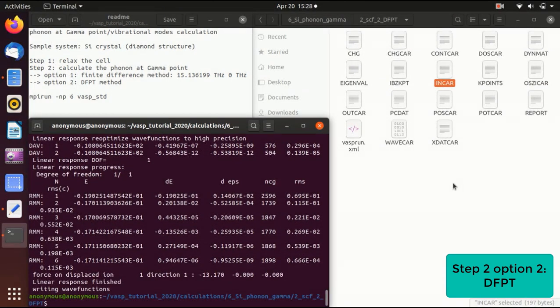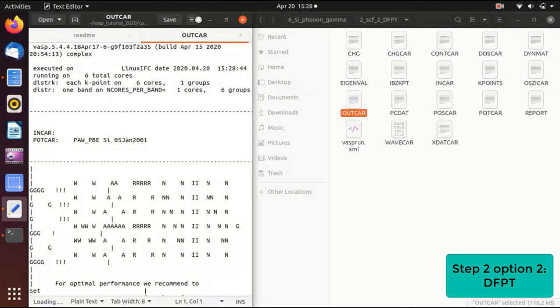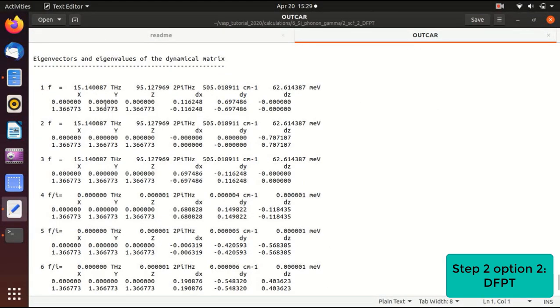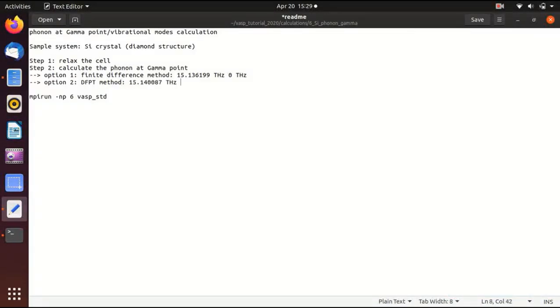Okay, so it's finished. We can go to the OUTCAR again. So you see that we also have 6 modes, 3 of them around 15 terahertz, that is the optical branch, and 3 of them around 0, which is the acoustic branch, which is consistent with what we got in the finite displacement method. And we just copy it here, and 0 terahertz. So they are comparable.